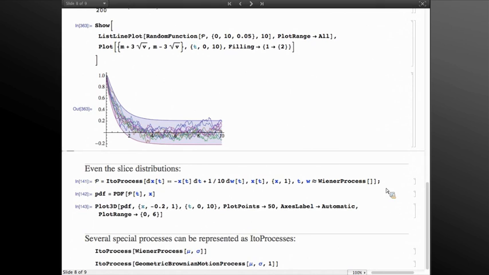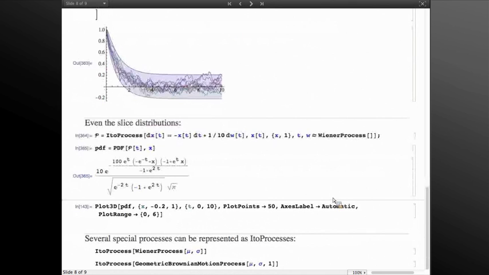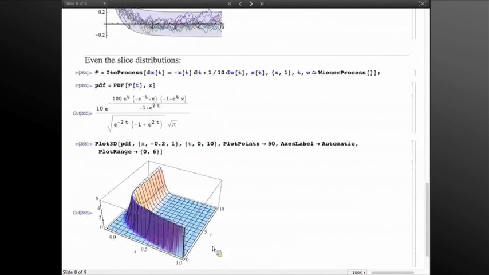We can also compute other things like the slice distribution. In this case, here's the PDF for the slice distribution, and we can look at it here with x and t. We can see how it follows the mean function, but it gets wider and wider because the noise compounds, and I have a less and less localized solution.